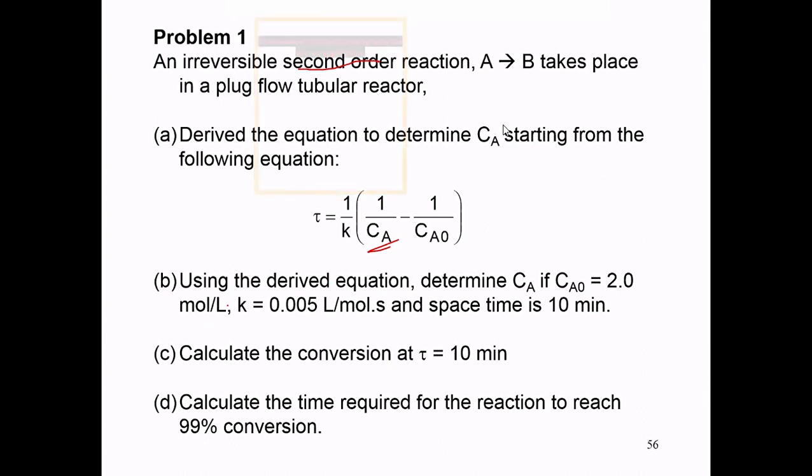And then for B, using the derived equation, determine CA if CA naught is 2.0 mole per liter, the reaction rate constant is 0.05 liter per mole per second, and the space time tau is 10 minutes. And then calculate the conversion at space time 10 minutes. And finally, calculate the time required for the reaction to reach 99% conversion.